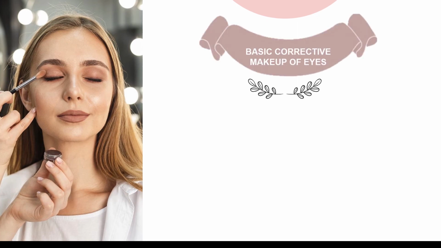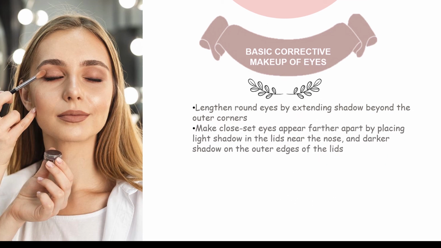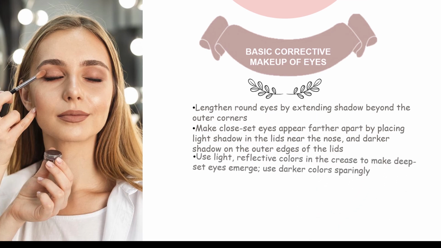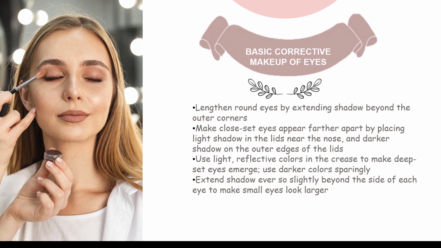Basic corrective makeup of eyes. Lighten round eyes by extending shadow beyond the outer corners. Make close set eyes appear farther apart by placing light shadow on the lids near the nose and darker shadow on the outer edge of the lid. Use light reflective color in the crease to make deep set eyes emerge. Use darker color sparingly. Extend shadow ever so slightly beyond the side of the eye to make small eyes look larger.